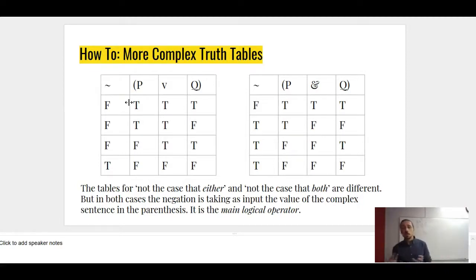Now again, rewind, pause, stop, write it out, look at the truth tables. But the important thing about the sentential connectives is that their values are always going to be determined by the values of their respective inputs. And there's always going to be an order of operations. So in both cases here, not the case of P or Q and not the case of P and Q, the negation is taking as input the value of the other operator. The negation is taking the input of the disjunction, and the negation is taking the input of the conjunction. Look, this is the same AND truth table: true, false, false, false. The only thing that's happening is that this AND is feeding its input to the negation, and the negation is just flipping it. True becomes false, false becomes true, false becomes true, false becomes true.